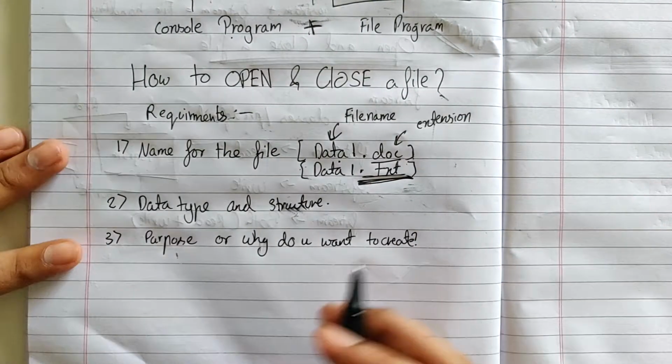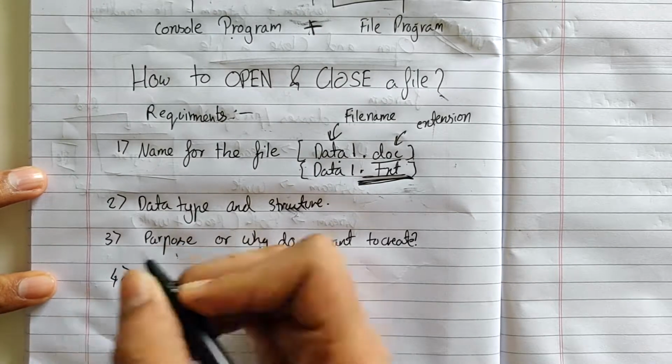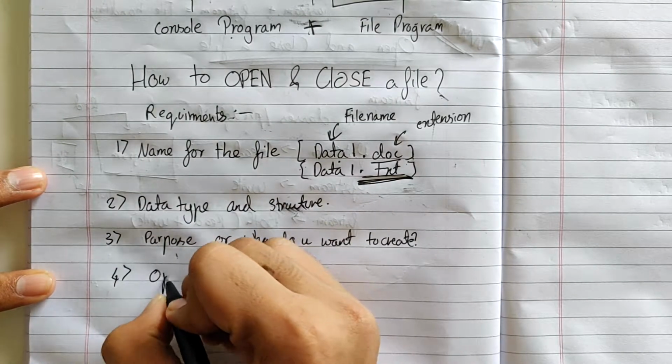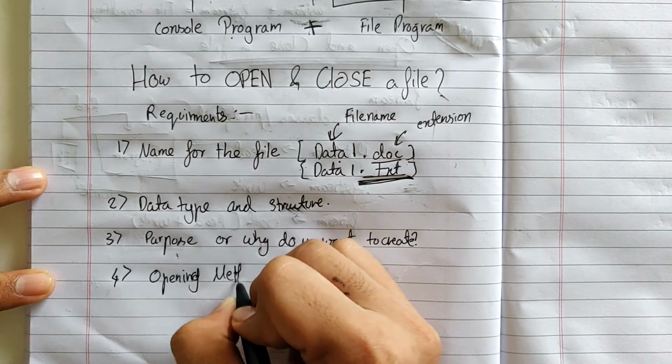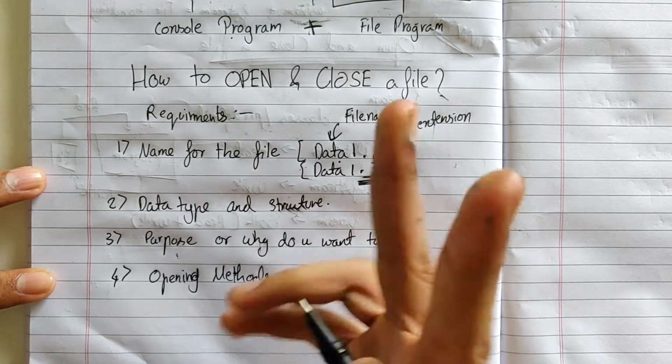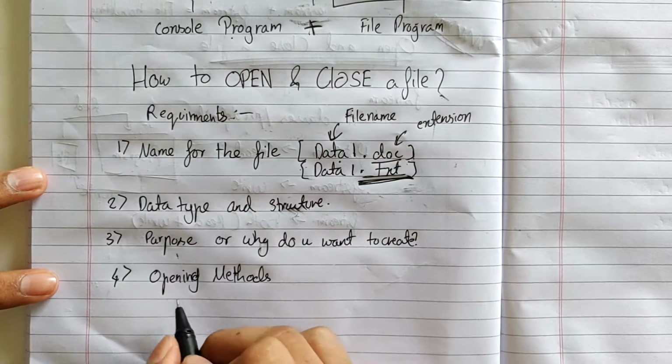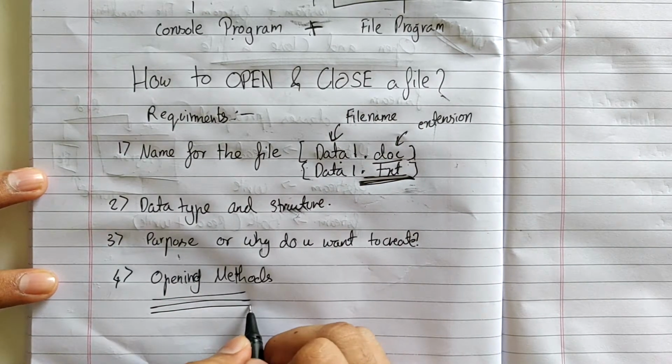And the fourth and very important part is the opening method. Opening method, or let's say methods, because there are two. Okay, so now we'll discuss opening methods.